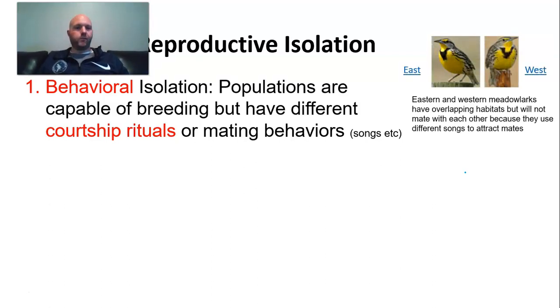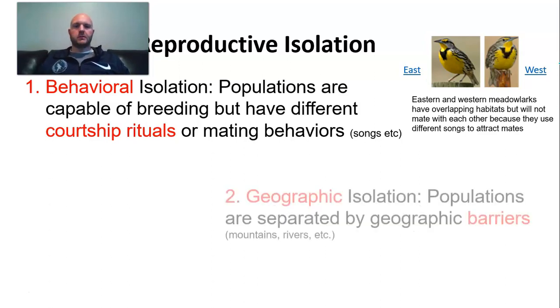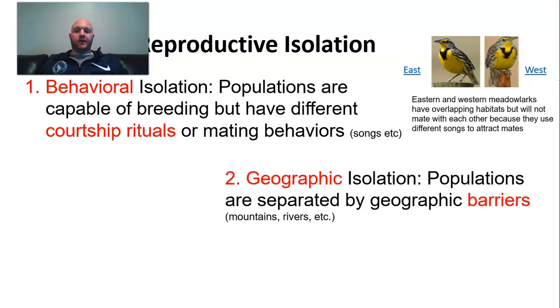If you want to click on these, you can watch those east and west meadowlarks. You can have geographic isolation, which can be an actual physical barrier. East, west, I circled them. Click on those when you're bored, in the actual presentation.